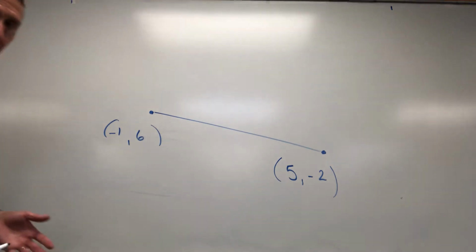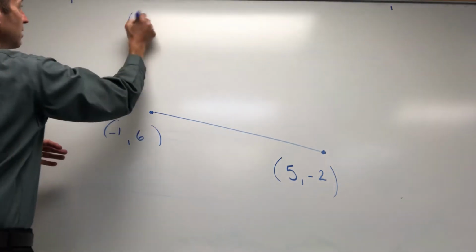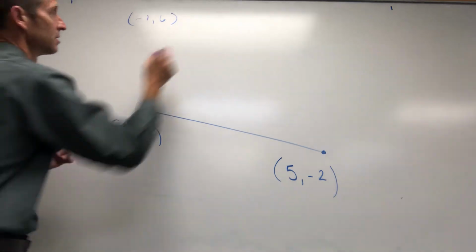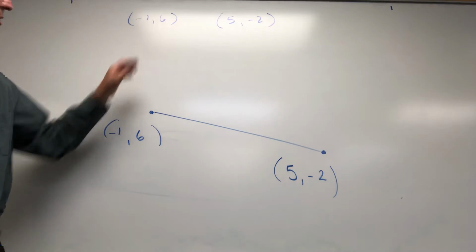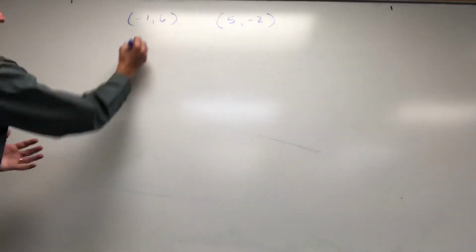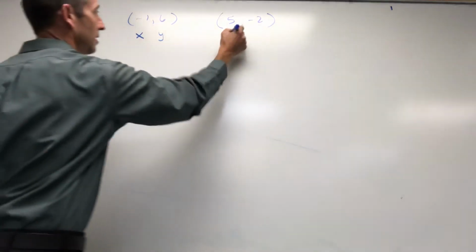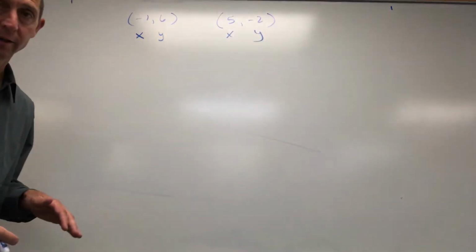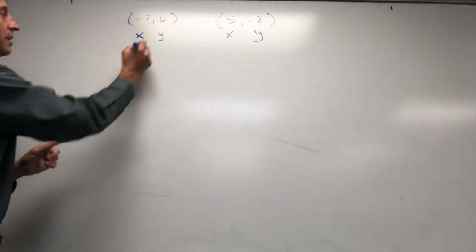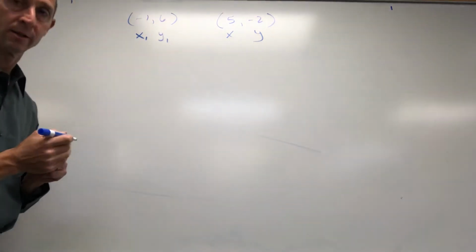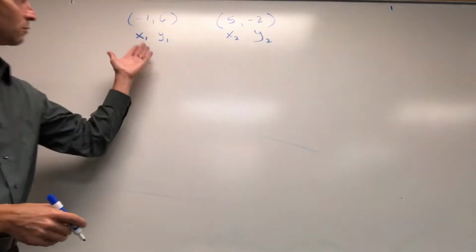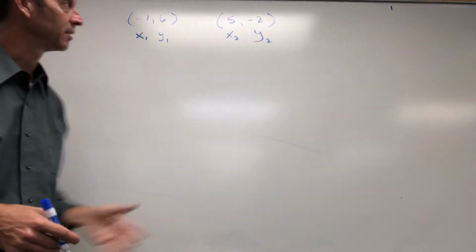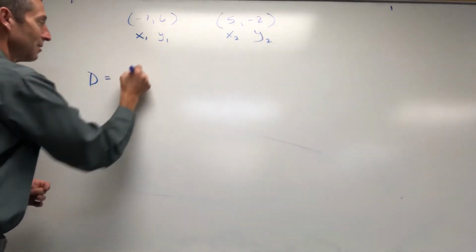So normally when you see a problem like this, they're going to grab this first ordered pair, -1 and 6, and the second ordered pair, 5 and -2. We're going to assign values to these, just like we did on midpoint. You've got an x-coordinate, y-coordinate, x-coordinate, y-coordinate. This is your first x and y, so we call it x1, y1. This is your second x and y, we call it x2, y2. So first ordered pair, second ordered pair. We're going to throw them into the giant formula.